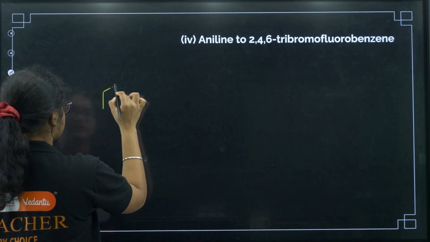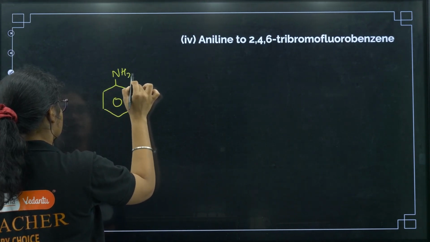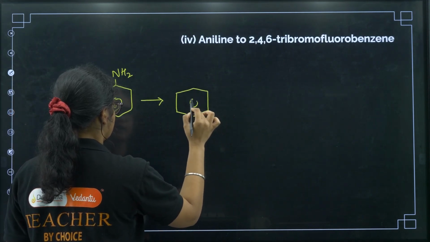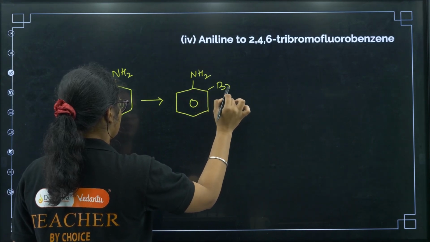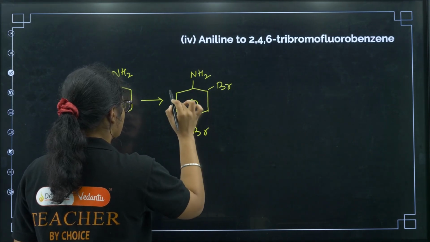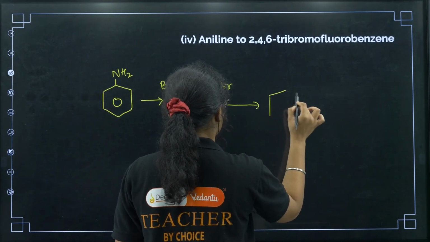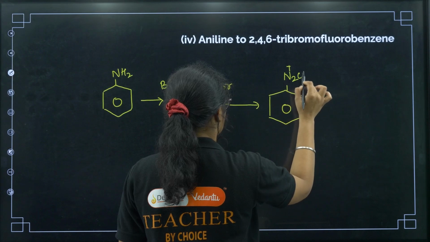Next is aniline to 2,4,6 tribromofluorobenzene, okay. This is an interesting question. So you have aniline here, okay. First you need to get 2,4,6 tribromoaniline, okay. So if you have NH2, then you just get 2,4,6 tribromoaniline.